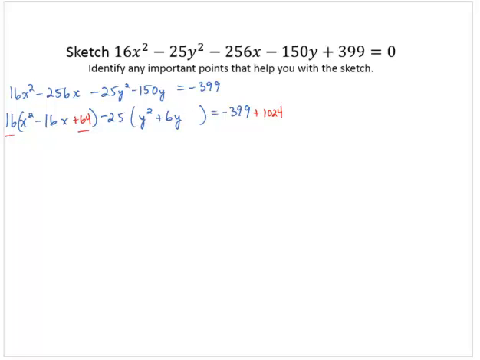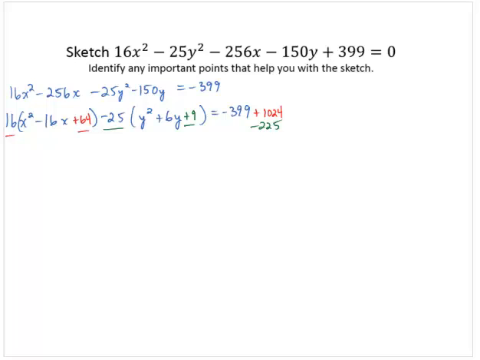Completing the square on the y quantity. Half of 6 is 3, squared is 9. I'd have to add 9. But wait a second, I really added negative 25 times 9. So I need to subtract 225.